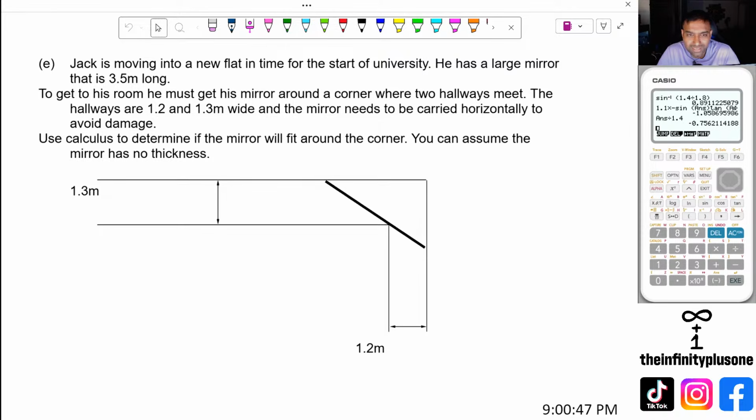So if that's the case, how do we actually start this? The question mentions a large mirror that's 3.5 long to get into the room. Okay, why don't we do it like this? Why don't we create a couple of triangles and start from there? Because I think if you look at it, you've got 1.3. What if we do it as 2 triangles? Would that work?